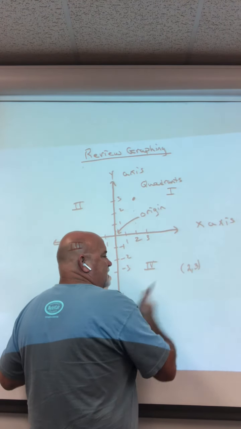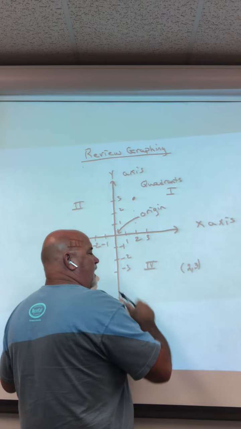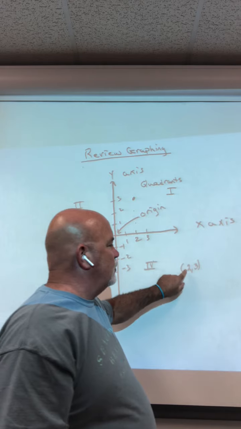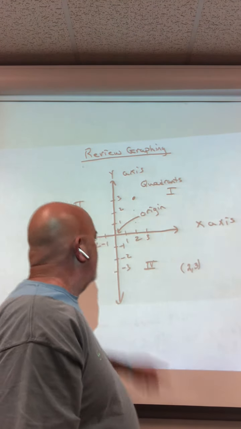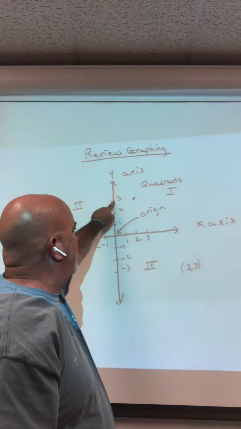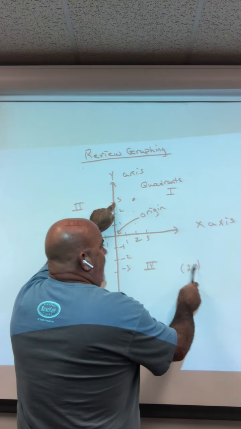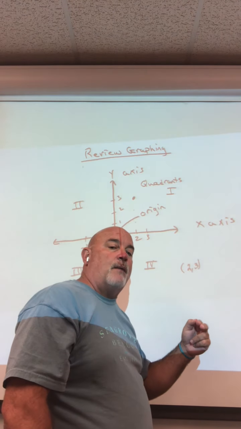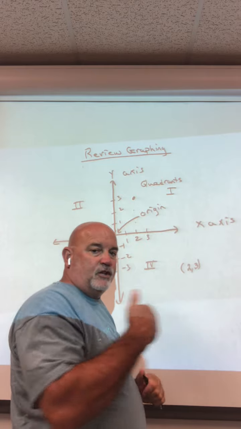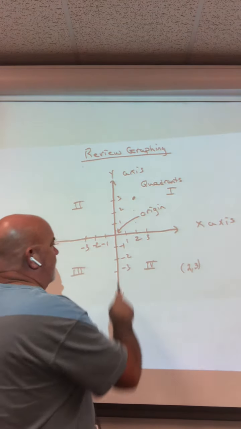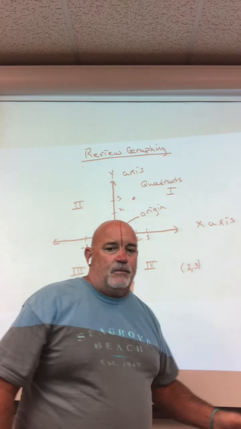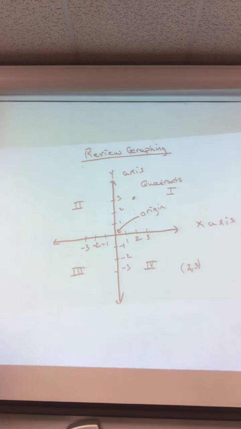So if the first number is positive, you move to the right. If the first number is negative, you move to the left. If the first number is 0, you don't move left or right. For instance, if this was 0, 3, you would move none left or right, up 3. So 0, 3 is right here. But if it were 3, 0, the first number moves you left or right. So 3, 0 would be here and then stay right there. So the first number tells you how many spaces to move left or right. The second number tells you how far to move up or down.